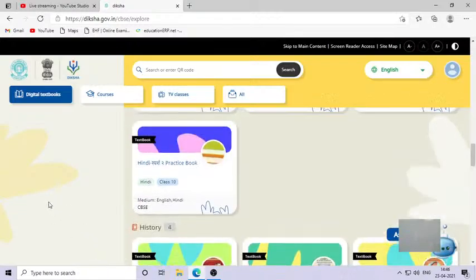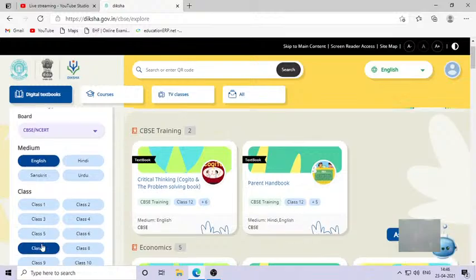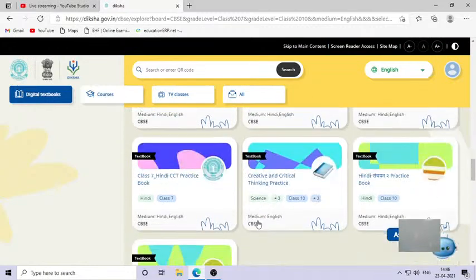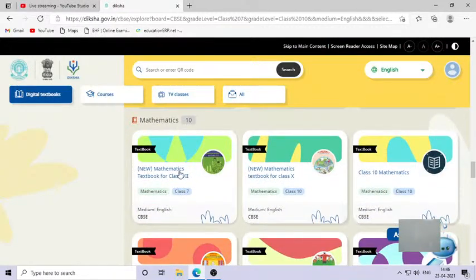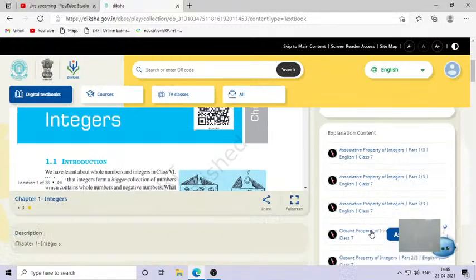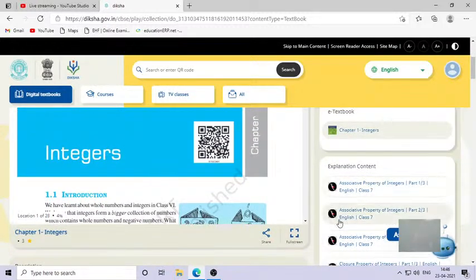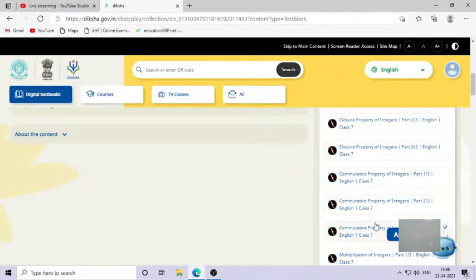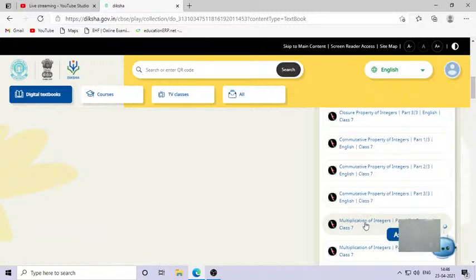We can go through different apps. So Diksha app, I hope all of you have downloaded. And let's see some content regarding multiplication of integers. Okay, so when you go to the chapter here, there are explanation contents, as you can see. Now closure property, commutative property, we have seen already. Once you may explore them, now I'm just starting.